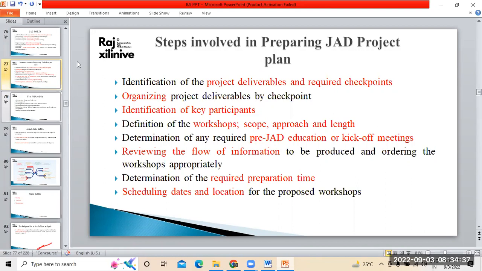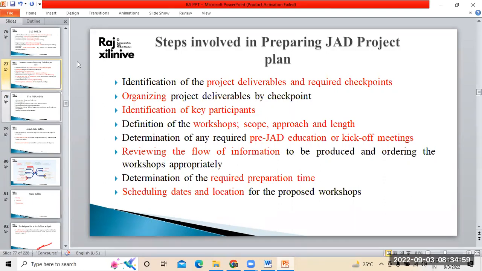In this activity, you're inviting all the stakeholders so that you will know what their expectations, demands, and needs are. So what is possible and what is not possible, to have complete interactions and everything. So this JAD project plan is being used here.